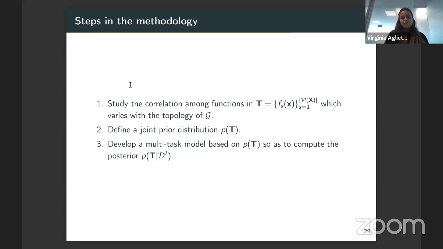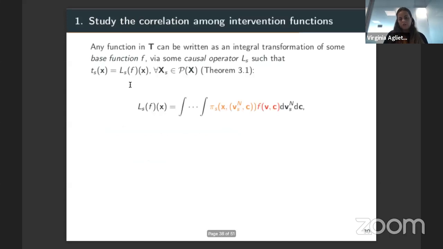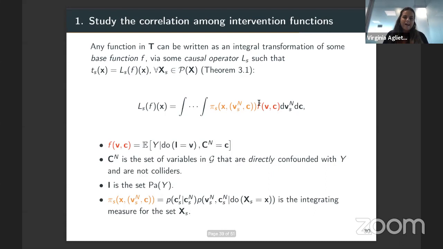So let's focus for a second on the first step, and I will cover this very briefly because it's quite complicated. I will just give you an intuition of what is happening. The idea is that you can show that all of the functions that you're trying to learn, which are connected to different interventions in a graph, can be written as an integral transformation of the same function. This red function is what we call a base function. A base function is a reference function, let's say, and it can be shown to be equal to a function that is computed in the graph.